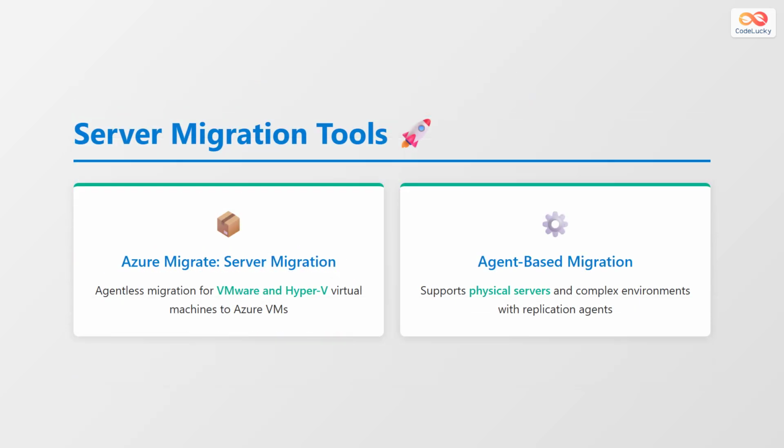For server migration, Azure Migrate provides 2 approaches. The Azure Migrate Server Migration Tool offers agentless migration capabilities for VMware and Hyper-V virtual machines, allowing you to migrate them directly to Azure virtual machines without installing agents. For more complex scenarios, the agent-based migration approach supports physical servers and environments that require replication agents to be installed on the source machines.